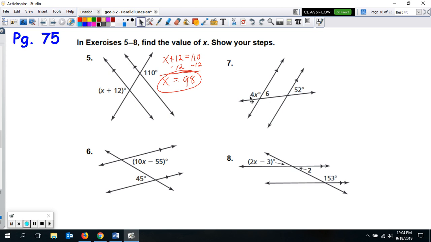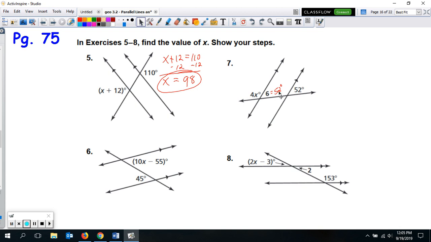Because as you notice, the 4x degrees and the 52 degrees don't have any relationship. You know, they're exterior, but they're on the same side, so that's not a relationship there. So what we would want to see is, does 6 have a relationship with either one of these? Really, the 52 degrees is what it does. Does 6 have a relationship with the 52 degrees? And it does. They're different intersections, but they're the same corner. So that's the corresponding positions. So that tells me that 6 is congruent to 52 degrees. 6 is 52 degrees. So we can conclude that.